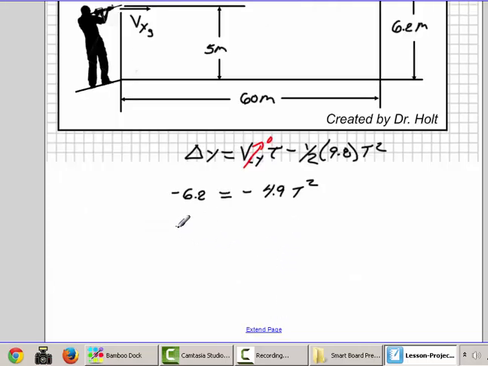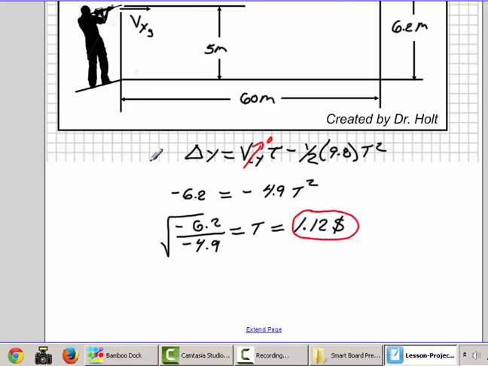Divide by 4.9. So negative 6.2 divided by negative 4.9. We take the square root of that. That will give us our time value. And when we do that, we will get a value of 1.12 seconds. Okay, so that's the time it's going to take the monkey to hit the ground.